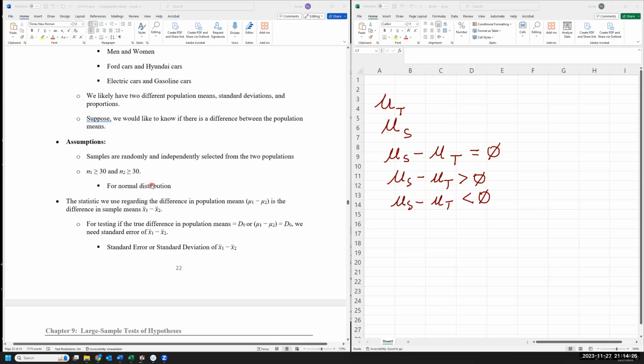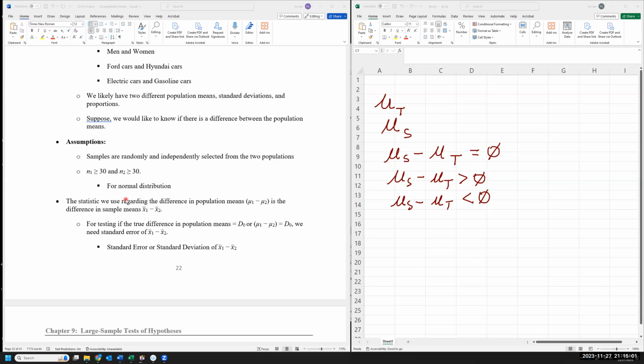Assumptions. Again, to apply the normal distribution and the standard normal distribution, we need to make sure the sample that we collect from each of the different populations has to be greater than or equal to 30. The sample collected from population 1 and the sample collected from population 2, both of them have to be greater than or equal to 30. Again, the samples have to be randomly and independently selected. That's a given as well.